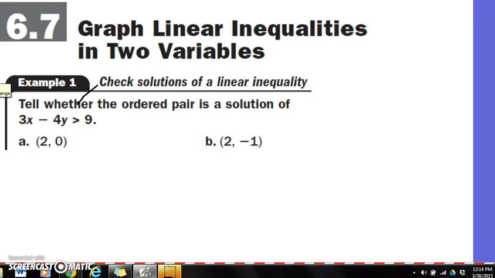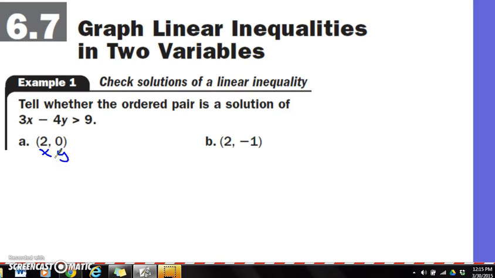All right, graph linear inequalities in two variables. First thing you have to do is remember y equals mx plus b when we're graphing. But before we do that, they just want to know how to plug stuff in and see if it's true. You have to plug in the x and the y to see if the inequality is true. So remember, this is x, this is y. We're going to plug in to see if it's true.